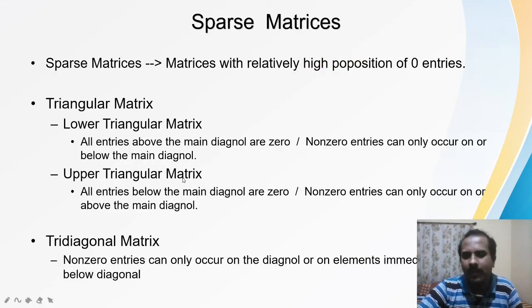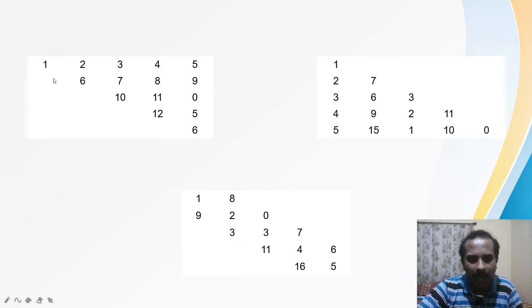Now upper triangular matrix. All the entries below the main diagonal are 0, or non-zero entries can only occur on or above the main diagonal. See this example. So I have all the 0 entries below the diagonal and non-zero elements on the diagonal and above the diagonal.